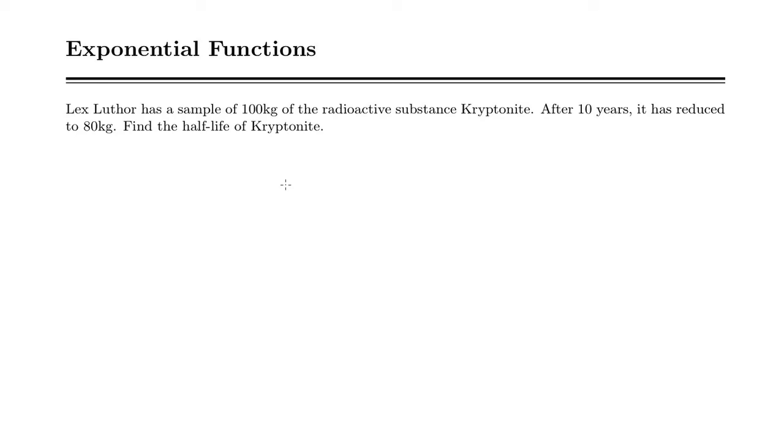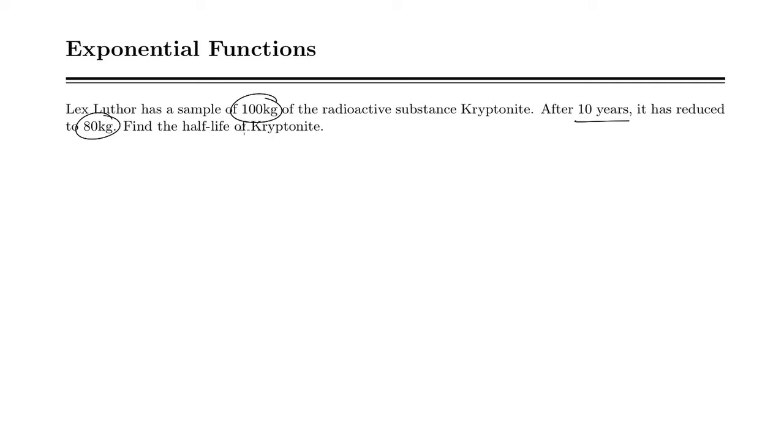We have a radioactive sample of kryptonite. We've got 100 kilograms, and then after 10 years, it reduces to 80 kilograms. And we'd like to find the half-life. And the half-life is simply the amount of time that it takes for the substance to reduce to half of its original amount. So how long would it take for this 100 kilograms to reduce down to 50 kilograms?